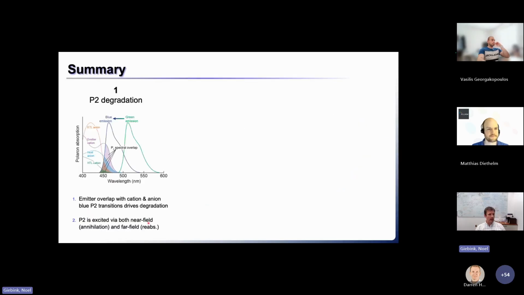Okay, so I'm out of time. I will just summarize quickly. I told you about this P2 degradation pathway for blue OLEDs. The excited cation and anion P2 transitions are unstable, and increasing overlap of blue emission with those transitions leads to faster degradation in blue OLEDs.